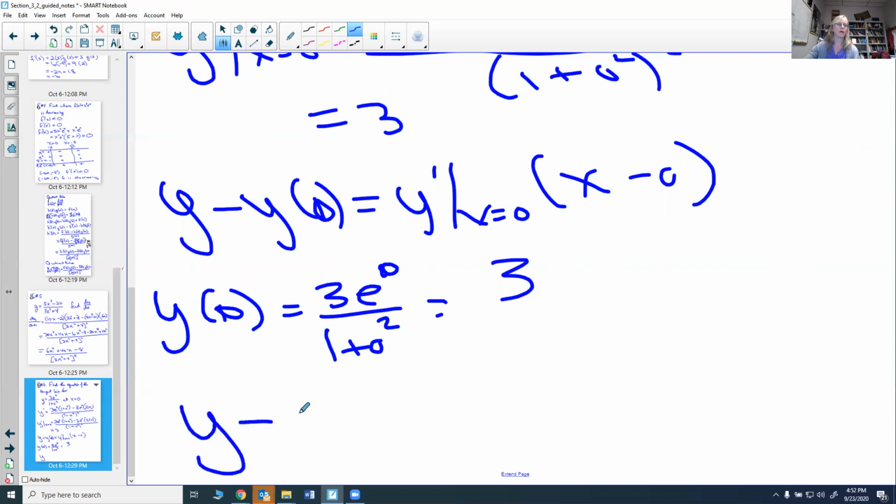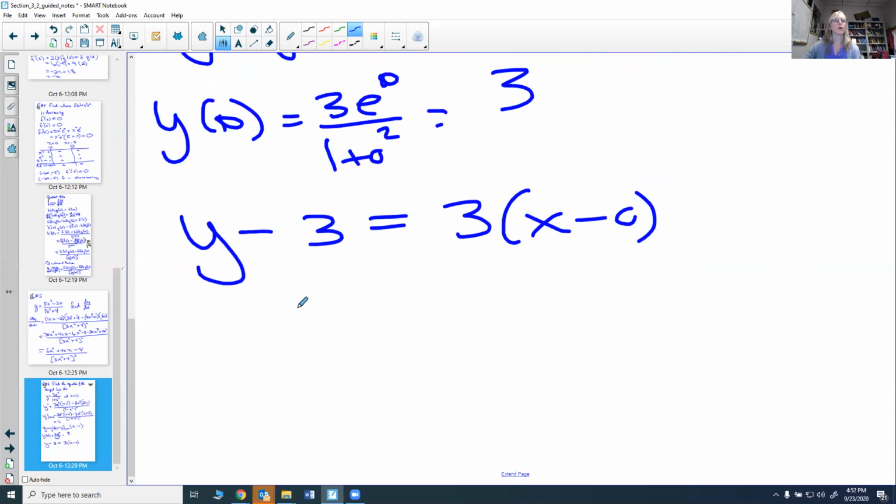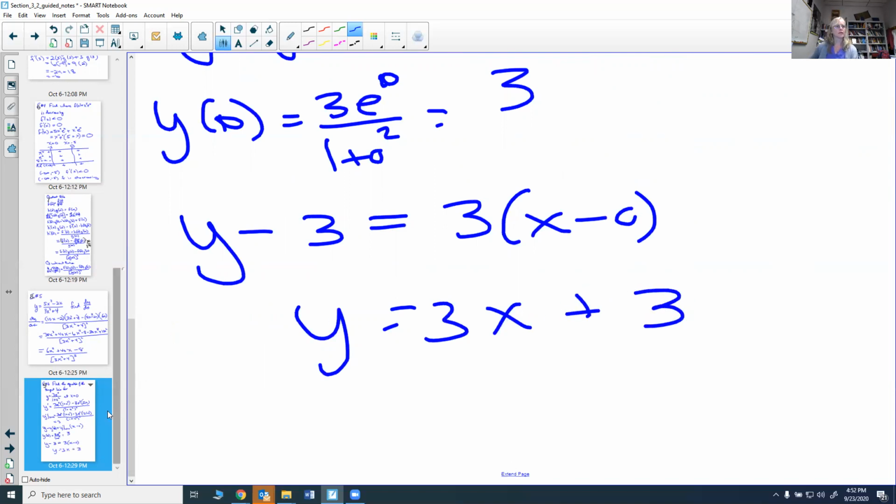So now we can do y minus y of 0, which is 3, is equal to the slope, which was 3, times x minus 0. So we end up with y equals 3x plus 3. And there's your tangent line. You can graph them up and see that they actually are that.